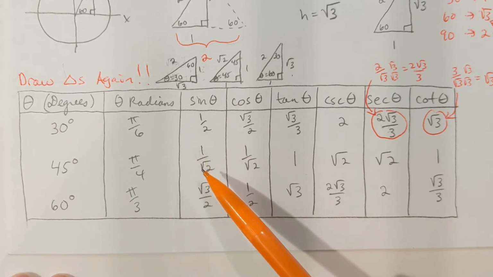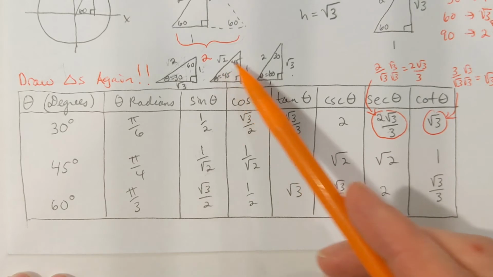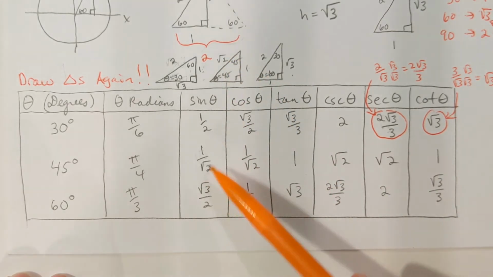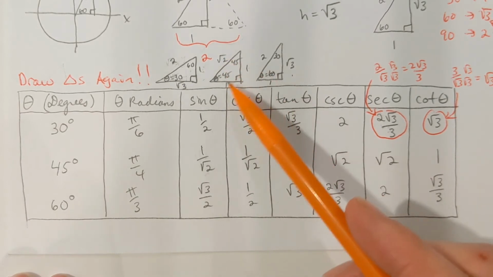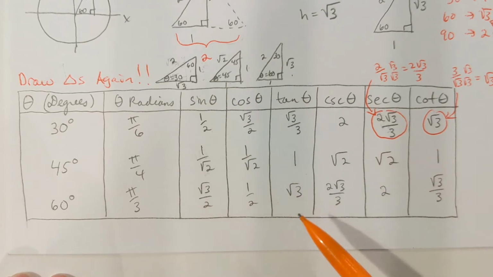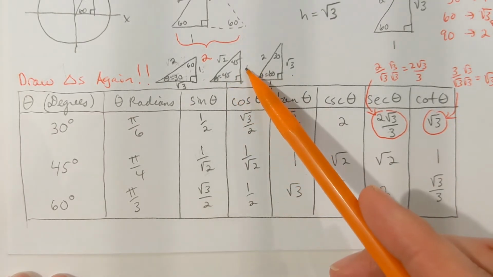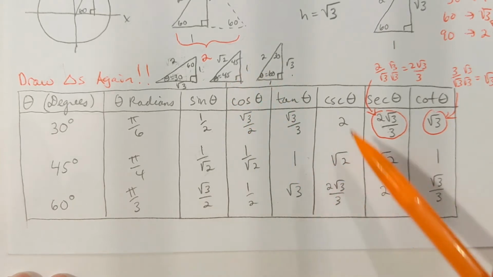So sine of pi over 4, opposite over hypotenuse, that'd be 1 over root 2. Okay, cosine of pi over 4 is adjacent over hypotenuse. That's also 1 over root 2, since the opposite and adjacent sides are both 1. Tangent of pi over 4, opposite over adjacent, those numbers are both 1. 1 over 1 is 1.